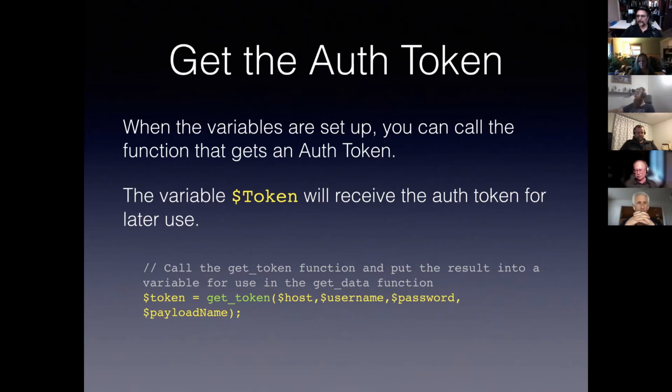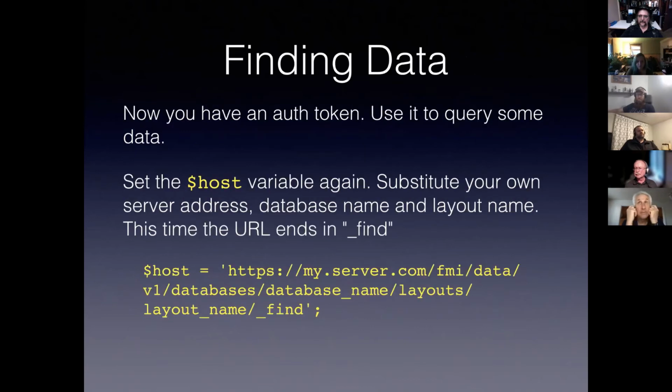And while that token's active, you can do anything that user account is allowed to do. You could pull data, you could do queries, you could add records, delete records if it had permission. It may become a little more clear here in a moment. So we called the function to get the token. Now we have an auth token. Let's use it to query some data.